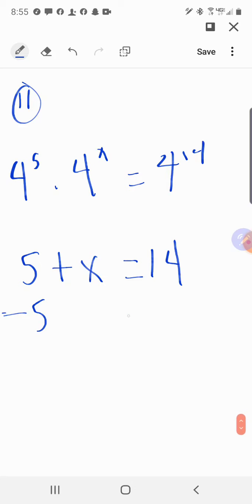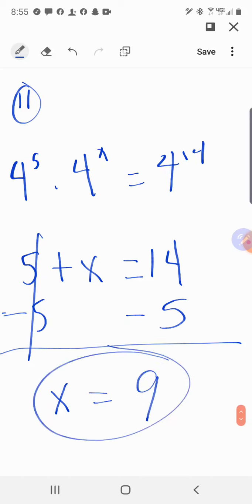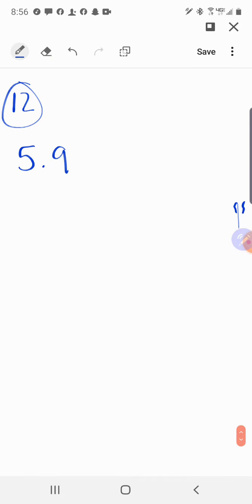I need to subtract 5 from both sides. X is equal to 14 minus 5, which is 9. X is equal to 9. I think that's one of our options. Actually, yes, it is. It's the first one. Number 12. It says, calculate the quotient below and give your answer in scientific notation. If I'm not mistaken, this is our 5th division problem.